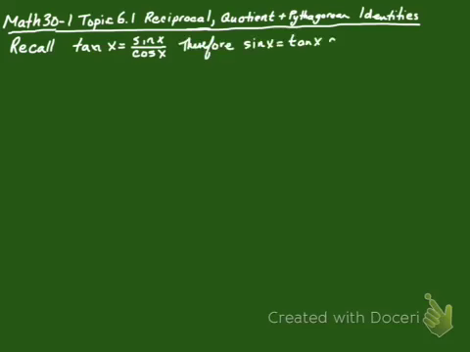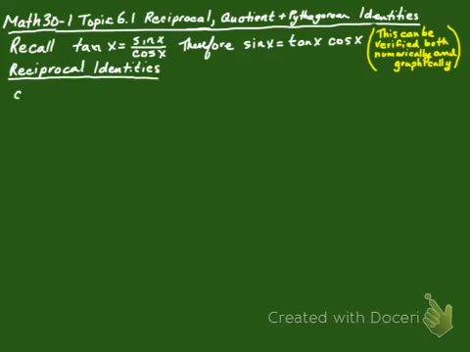Today we're going to review topic 6.1, reciprocal, quotient, and Pythagorean identities. Now, remember that tangent of x is sine of x over cosine of x. Therefore, if you multiply both sides, you get sine of x equals tan x times cosine of x. And this can be verified both numerically and graphically.